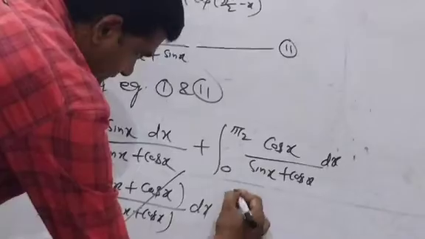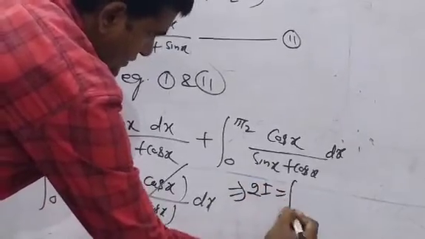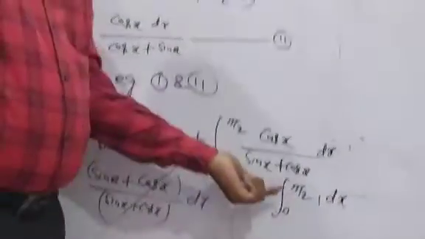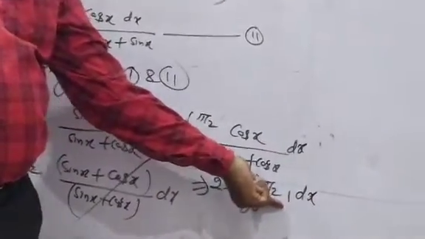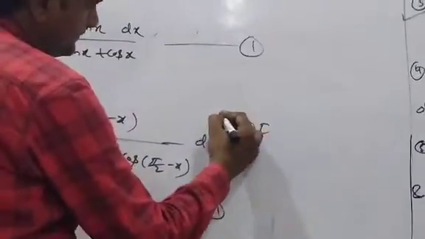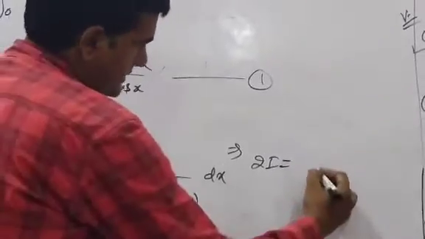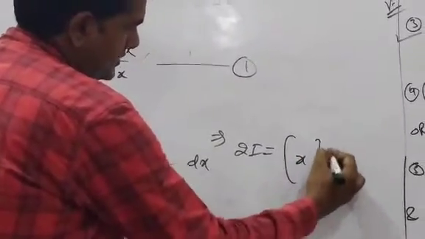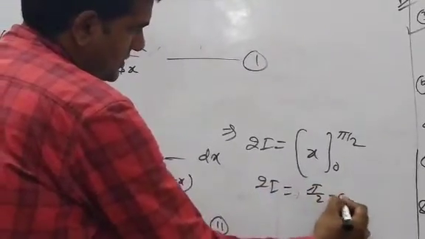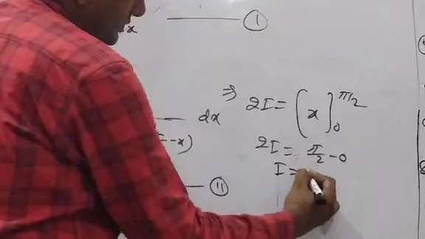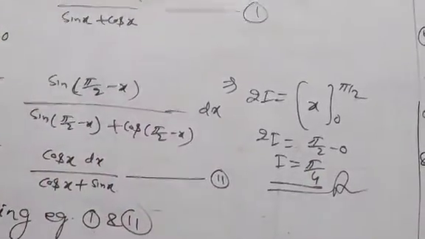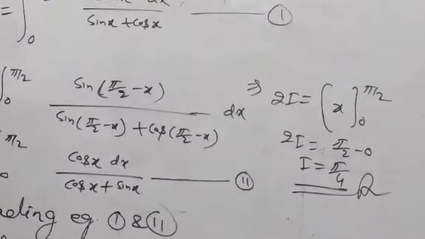Now 2I is equal to integral 0 to pi by 2 of 1 into dx. Now we have to integrate 1, and integration of 1 is equal to x, from 0 to pi by 2. So 2I is equal to pi by 2 minus 0, then I is equal to pi by 4. Now this is the answer. Clear? Very simple. Understood? Very good.